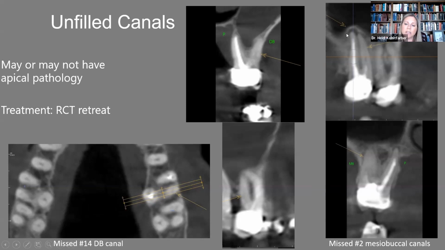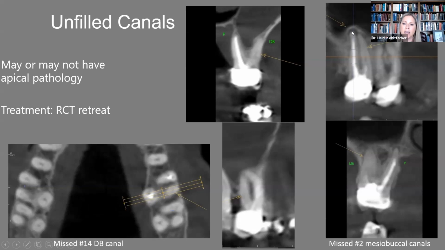But sometimes we see this exact image and everything's been done perfectly. We have no unfilled canals, we have no fracture lines, and the patient's not in any pain. In which case, we're going to say this is most likely a fibrous healing defect, because we do see fibrous healing defects very commonly at the apices of teeth. So just kind of keep that in the back of your mind.